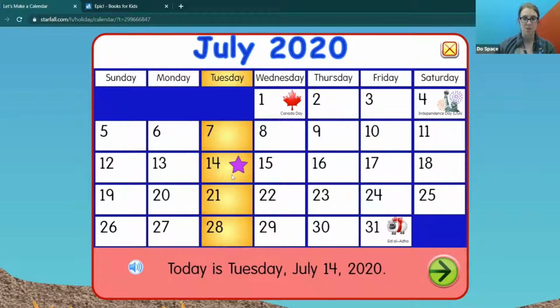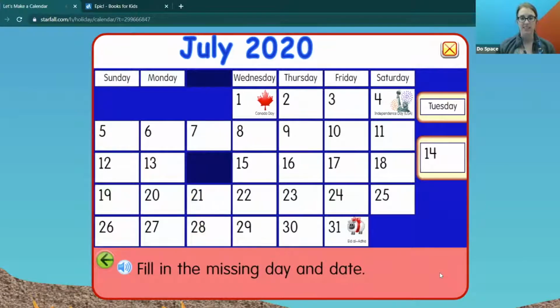Who knows what this number is? It's kind of a big number, right? So when a 1 is in front of a 4, that makes the number 14. So today is the 14th day of July. Perfect. So we are going to touch this green arrow. Can you touch this green arrow for me one more time? Touch it right now. Excellent.